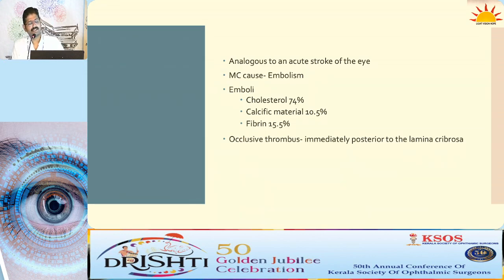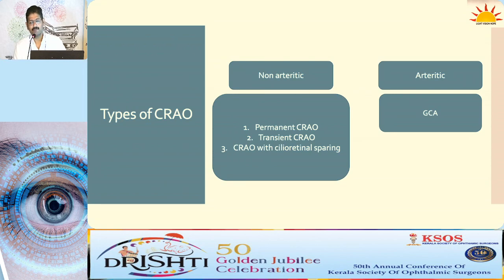Central retinal artery occlusion is analogous to an acute stroke of the eye. The most common cause is embolism. These emboli may be cholesterol, calcific material, or fibrin. Not just an embolus, sometimes even an occlusive thrombus just immediately posterior to the lamina cribrosa might also cause a CRAO. CRAO might be either non-arteritic or arteritic. When we talk about arteritic CRAO, we are basically concerned with giant cell arteritis. The treatment for that is mostly steroids.